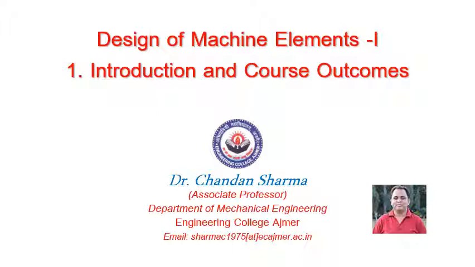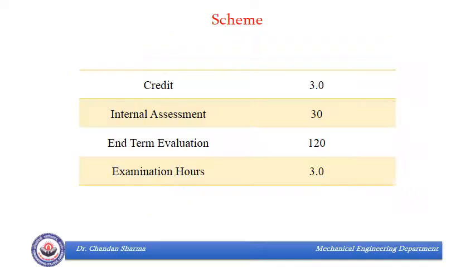So let us start. If we talk about the scheme, this is a 3 credit course as per the syllabus of Bikaner Technical University. Out of this, 30 marks are reserved for internal assessment, in which 24 marks are for the 2 midterm tests and 6 marks are for assignments and quizzes and attendance. End term evaluation will be of 120 marks and end term exam shall be of 3 hours duration.